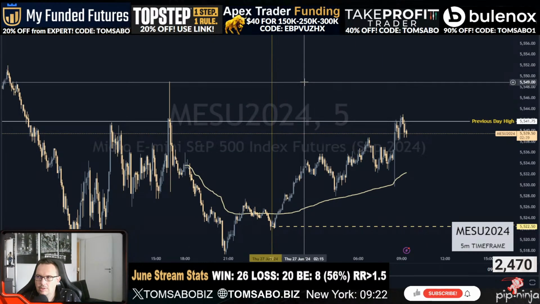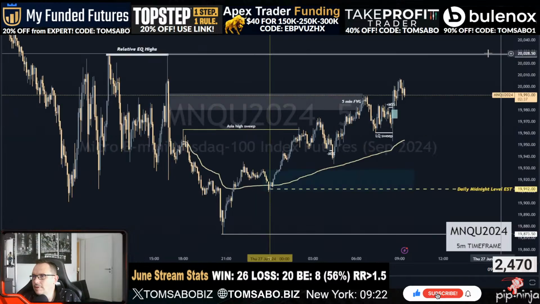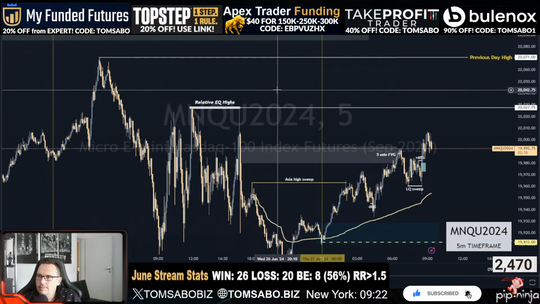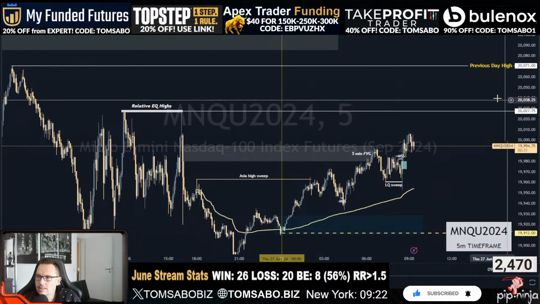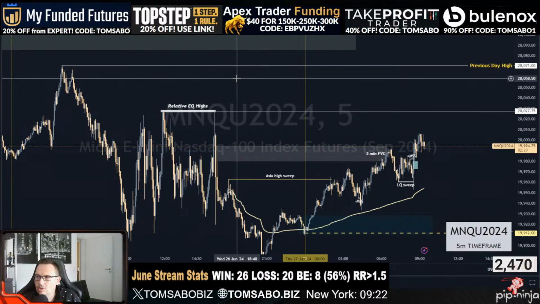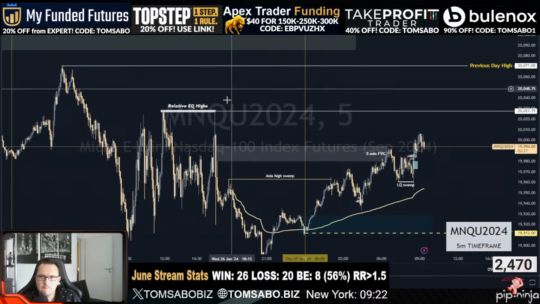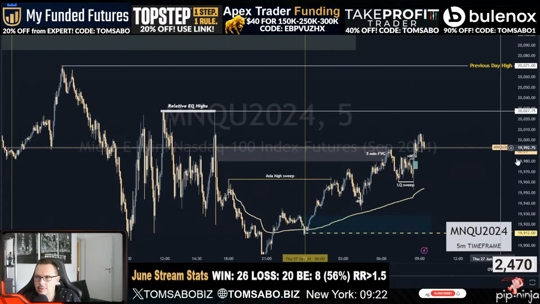I think it might want to go higher. So that's why I think we have a good chance to go take out that relative equal highs up there.